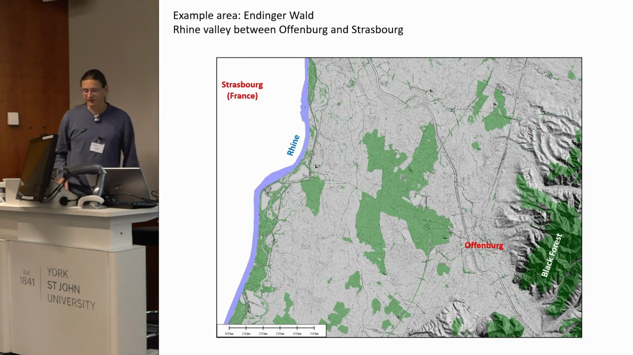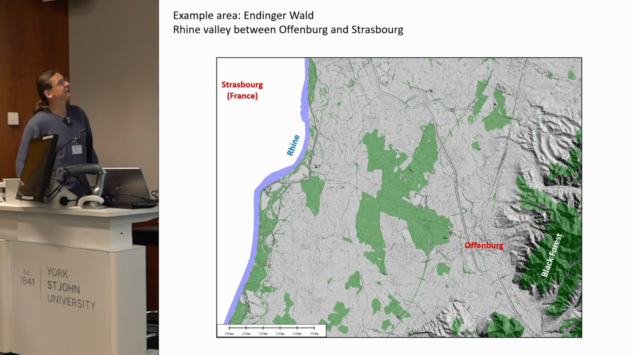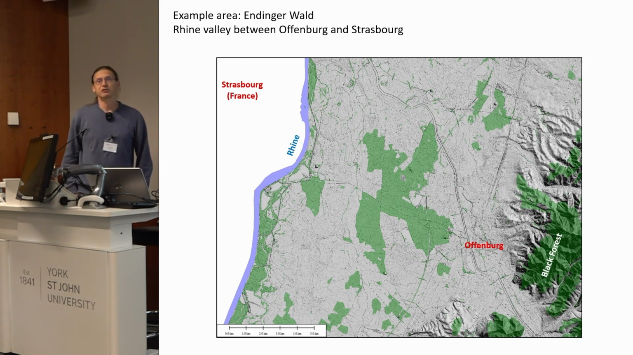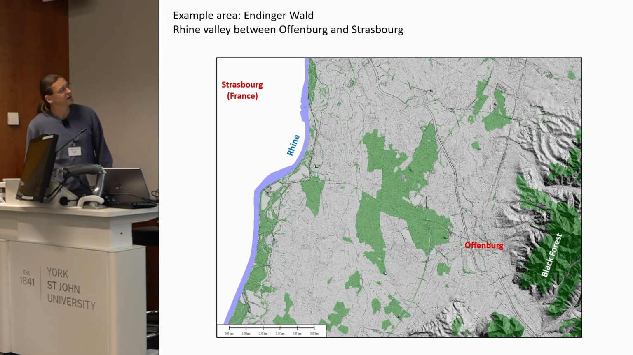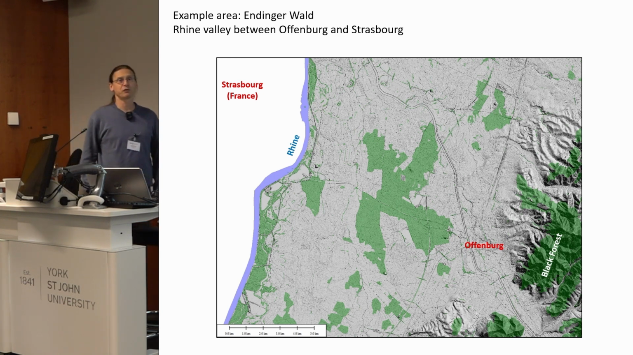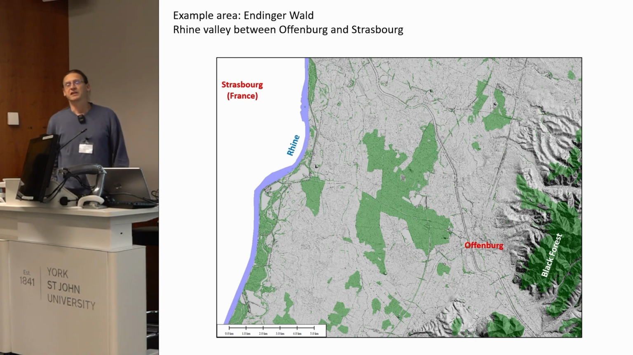So let's just look at this example area here. We have a forest that's called Endinger Wald in the Rhine Valley between Offenburg on the German side of the Rhine and Strasbourg on the French side of the Rhine. And the Rhine Valley there is rather flat and is about 10 kilometers wide. And we have this relatively large forest area. And if you know the Rhine Valley a bit, there's not all that much forest there.